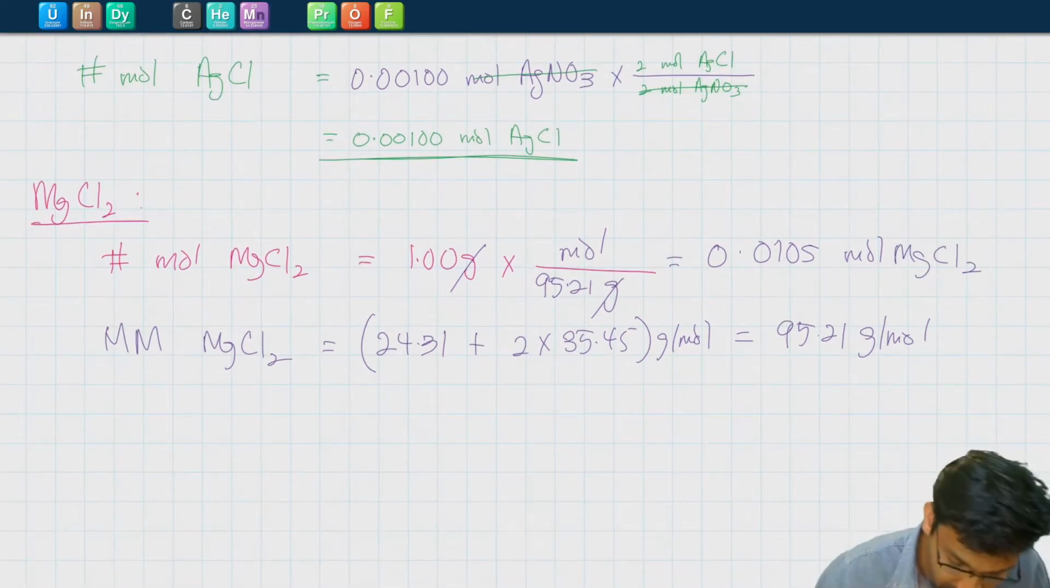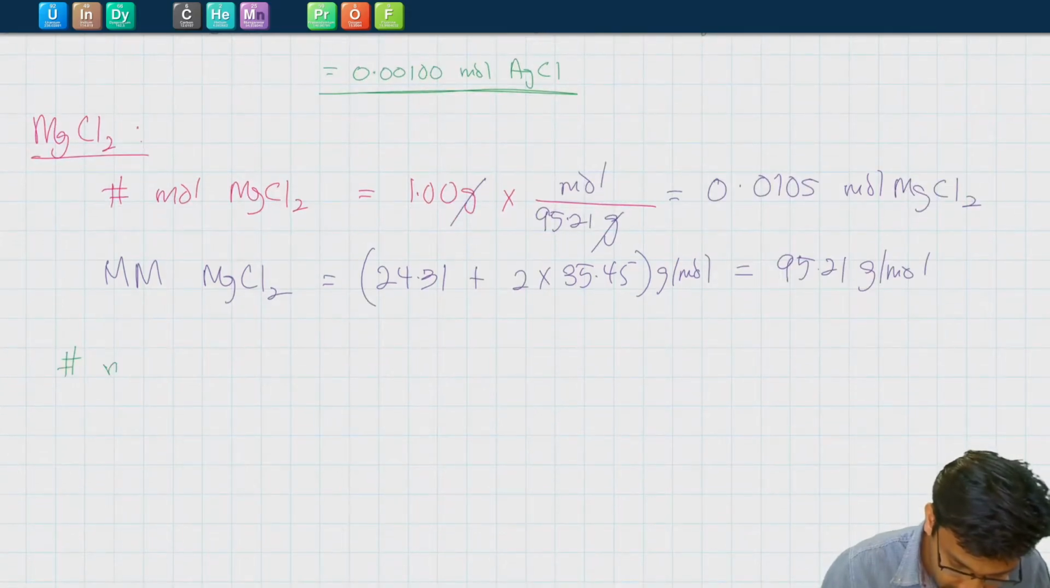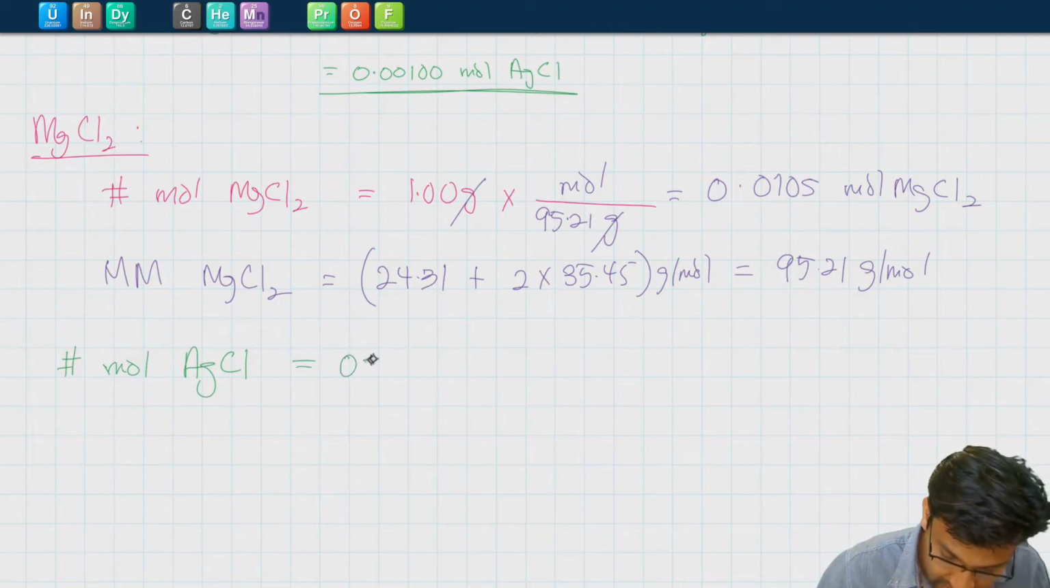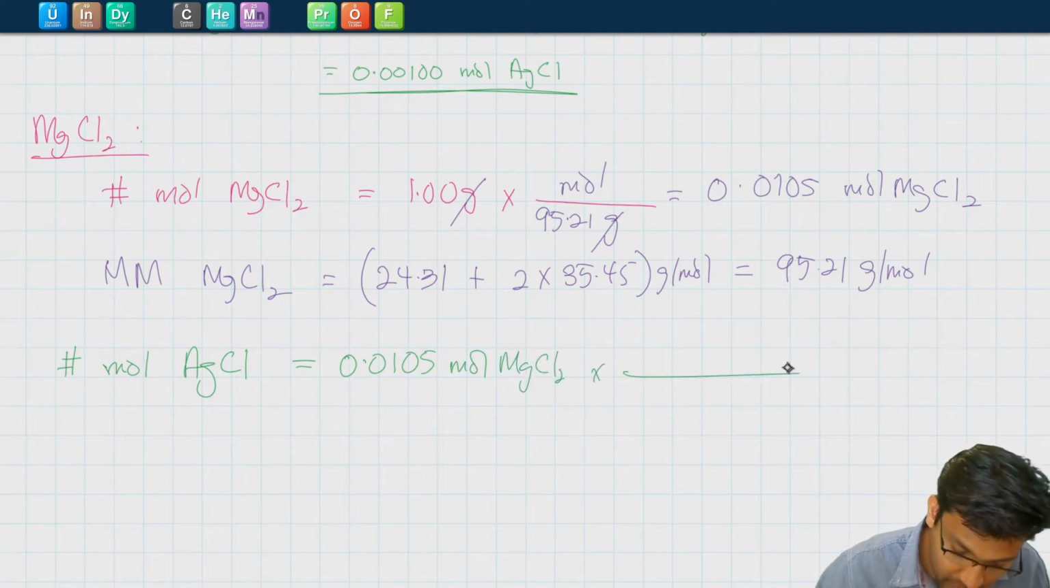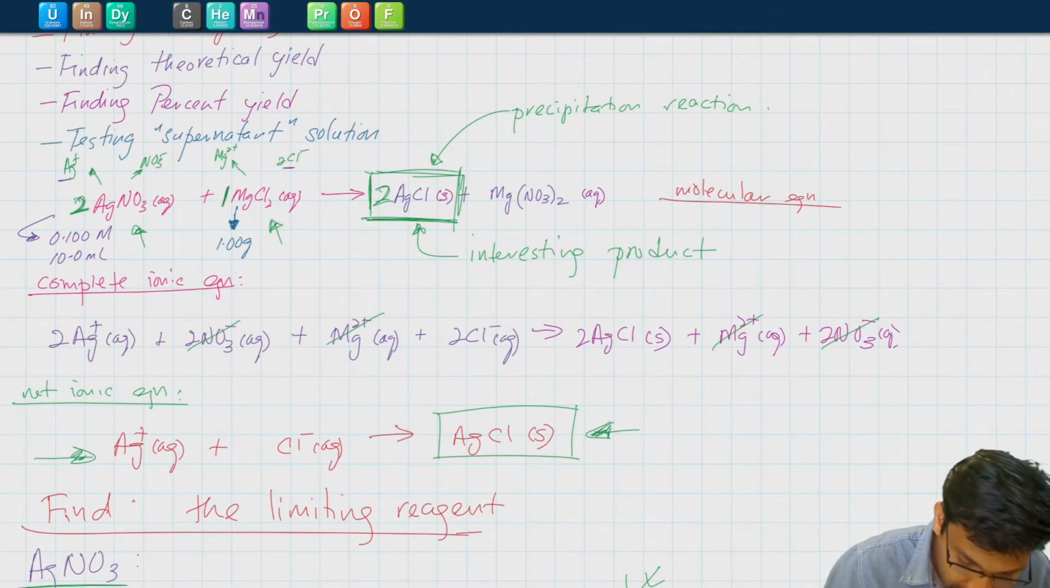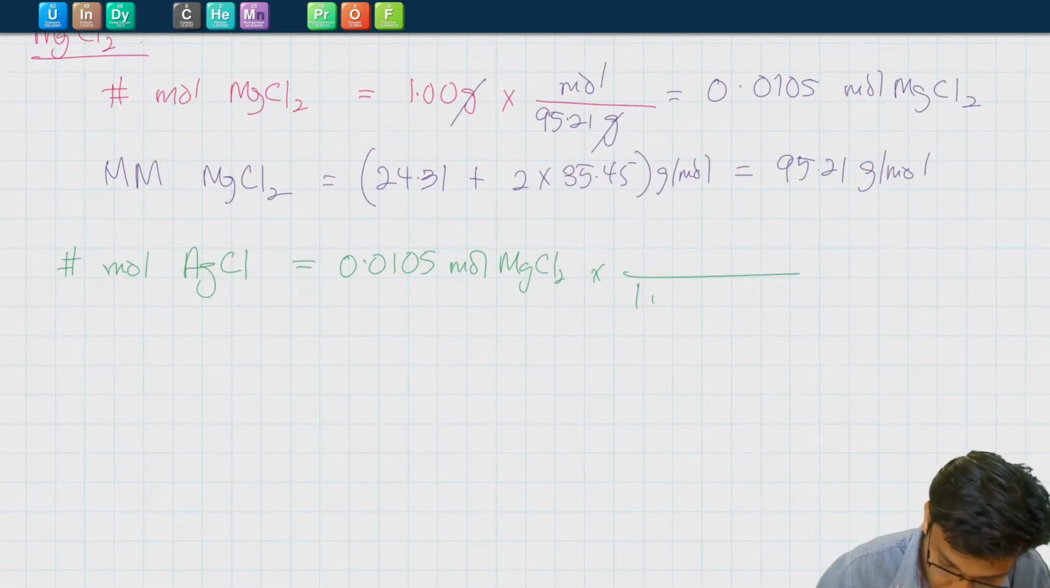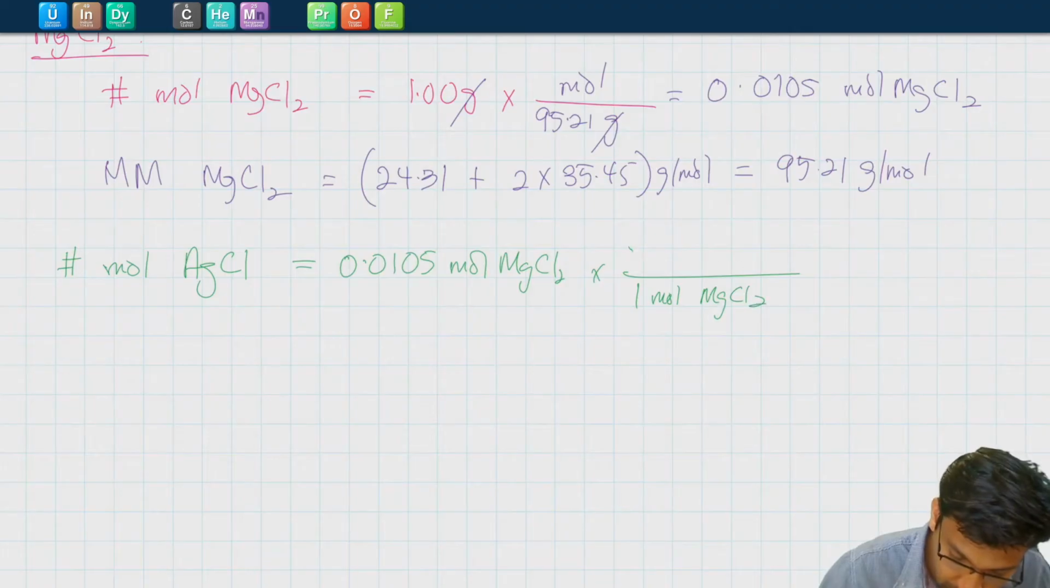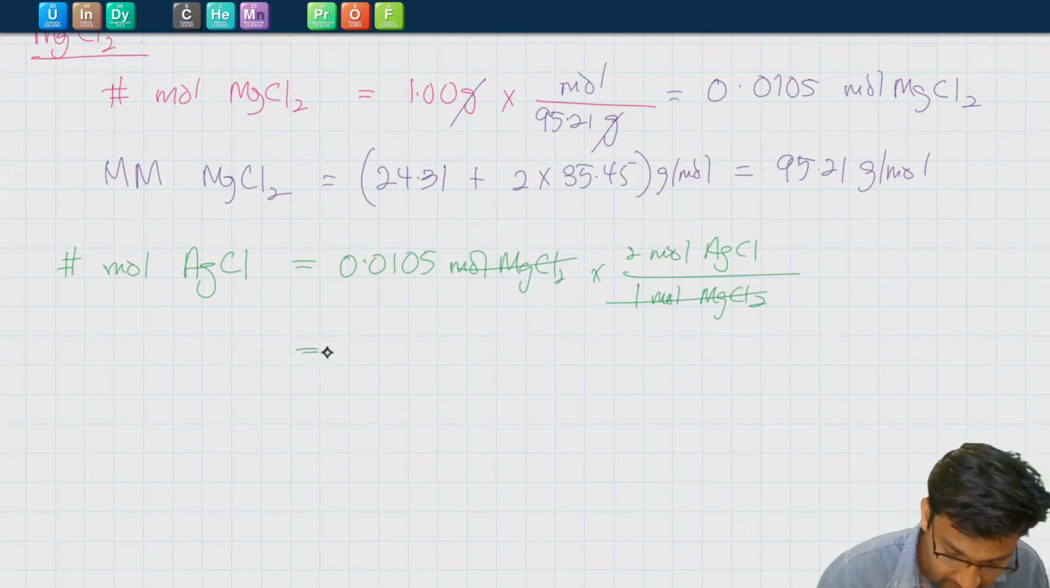Okay, so if we use up all of our magnesium chloride, how many moles of our interesting product, silver chloride, will we form? Well, we have 0.0105 moles of magnesium chloride. From our equation, we see that for every 1 mole of magnesium chloride we use, we'll form 2 moles of silver chloride, which is our interesting product. So if we do that math, we end up with 0.0210 moles of silver chloride.